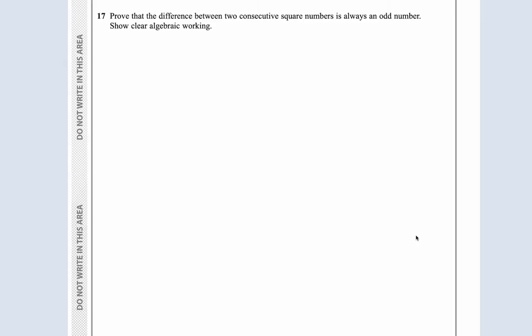Question 17. Prove that the difference between two consecutive square numbers is always an odd number. Show clear algebraic working. So firstly, this is your first step: let n squared and n plus 1 squared be two consecutive square numbers.